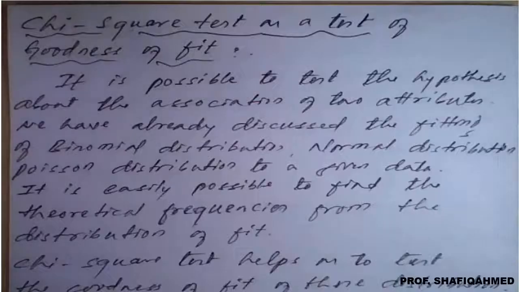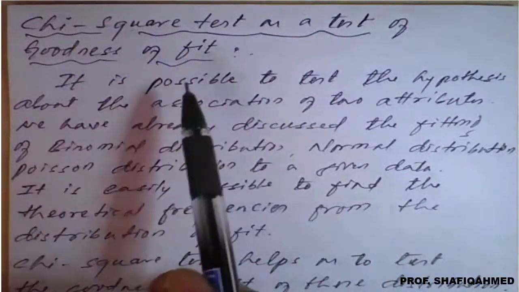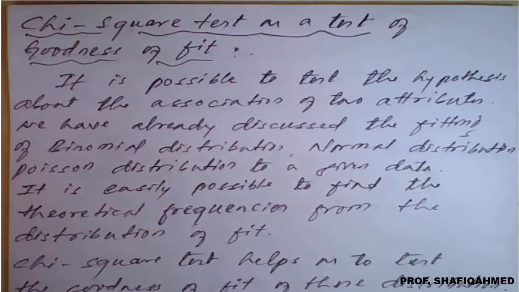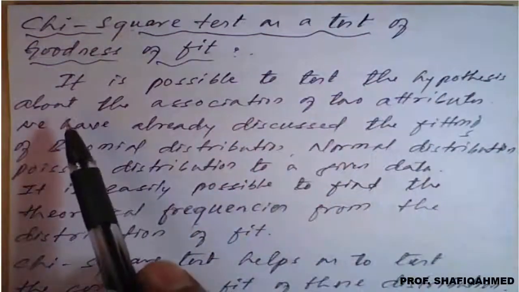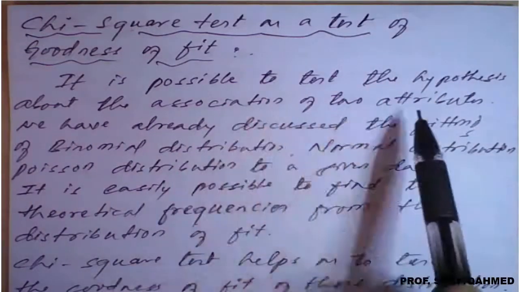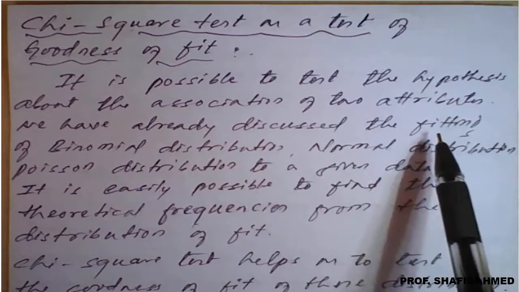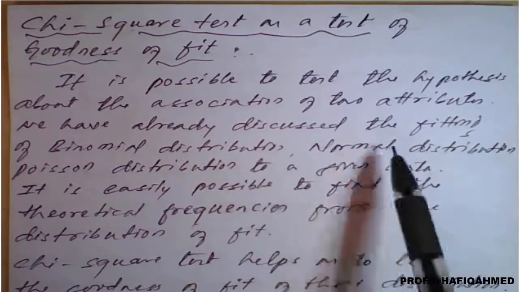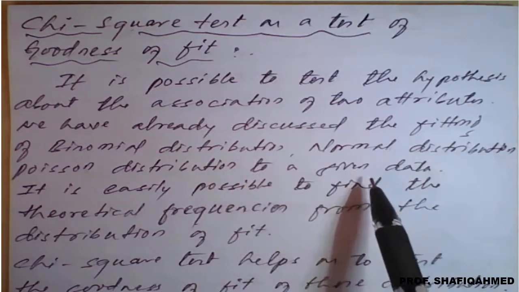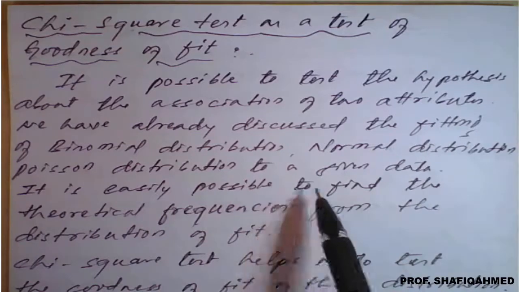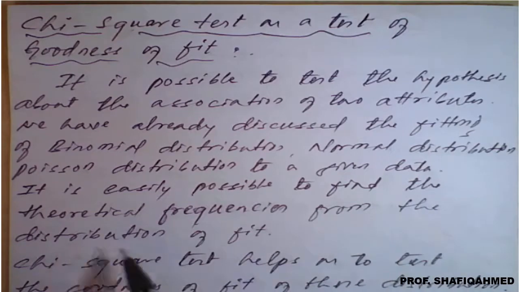Now, chi-square test as a test of goodness of fit. So what is goodness of fit in chi-square? It is possible to test the hypothesis about the association of two attributes. We have already discussed fitting of binomial distribution, normal distribution and Poisson distribution to given data in the previous classes. It is easily possible to find the theoretical frequencies from the distribution of fit.